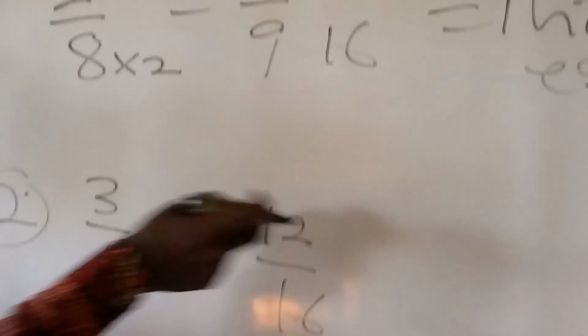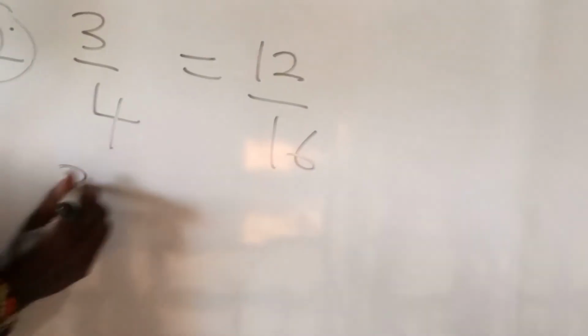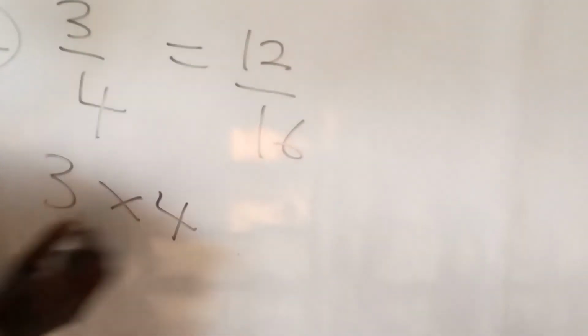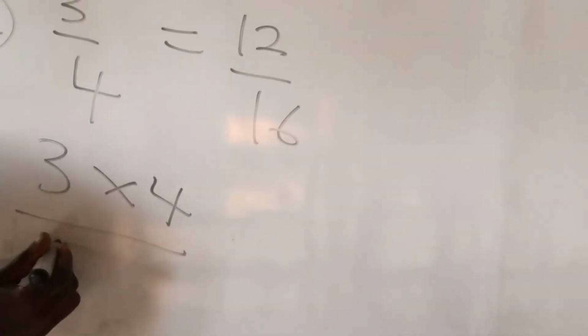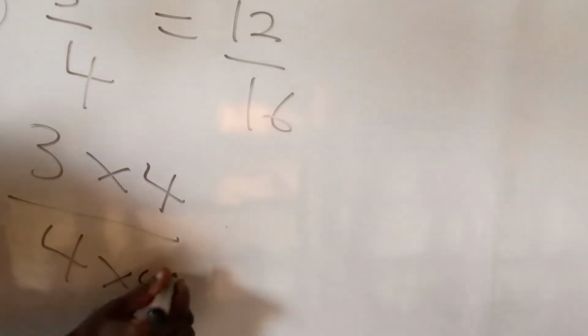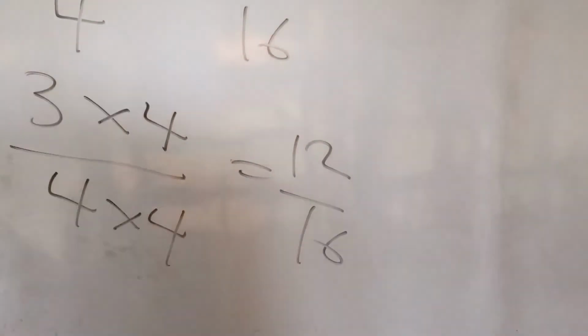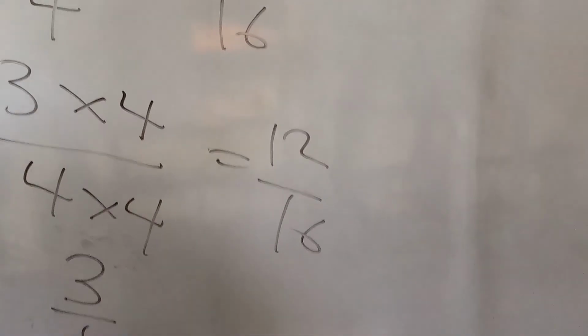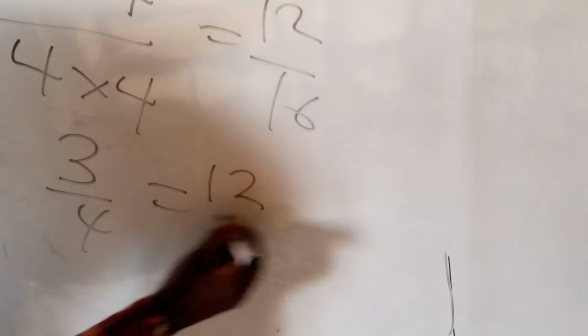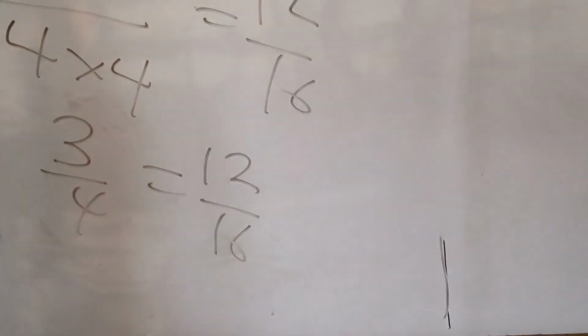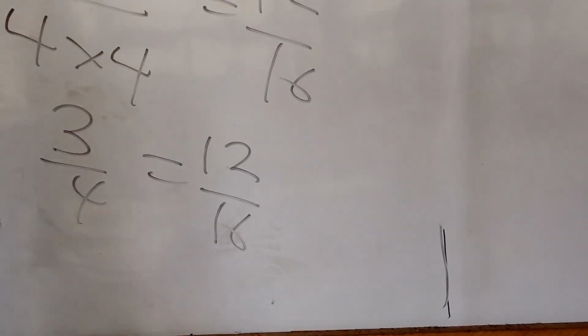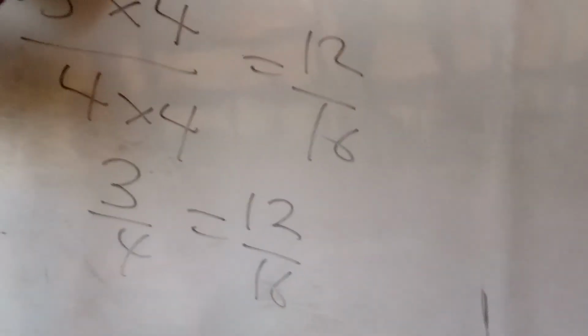3 multiplied by which number is 12? It is what? 4. 4 multiplied by which number is 16? 4. This means it is what? Equivalent. So 3 over 4 is equivalent to what? 12 over 16. Because both numerator and denominator have been multiplied by the same what?